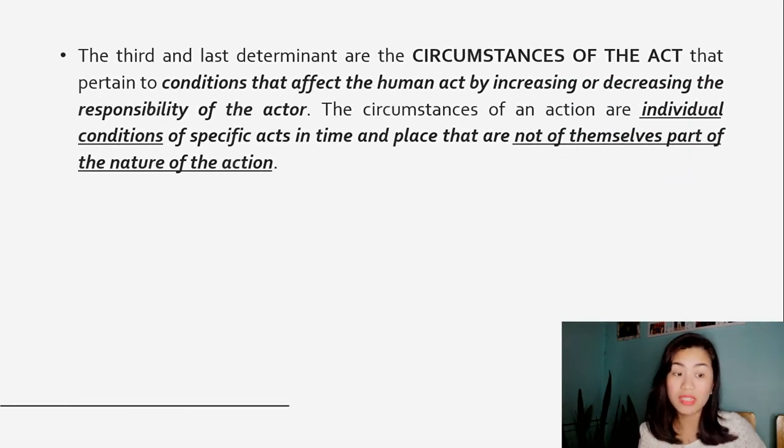Then, the third and last determinant are the circumstances of the act that pertain to conditions that affect the human act by increasing or decreasing one's responsibility. The circumstances of an action are individual conditions of specific acts in time and place that are not of themselves part of the nature of the action.